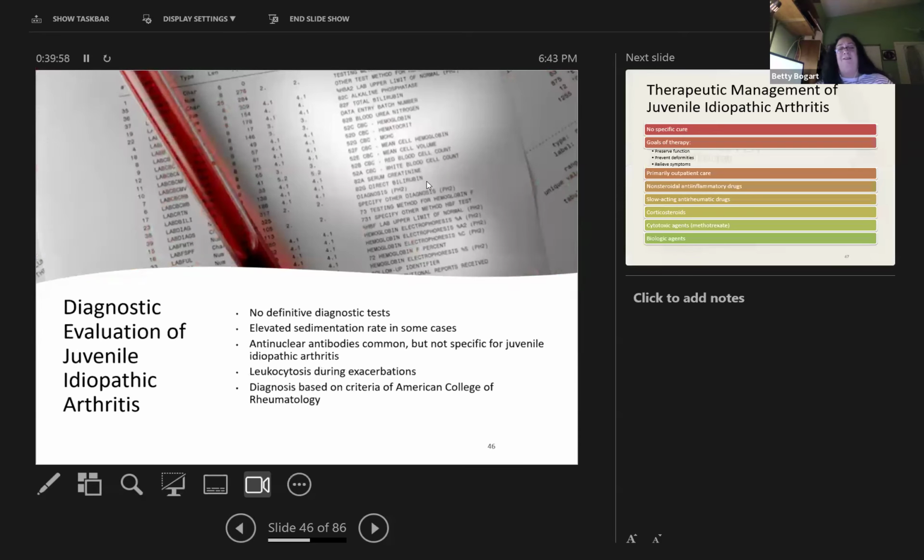How do you diagnose it? As I said, it took 8 years for me. I was telling them for 6 of them what I had, but nobody believed me. So, no definitive diagnostic test. But what can we test?